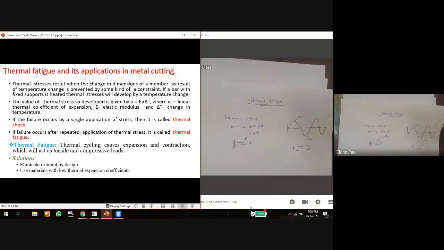Yes, I change the temperature from T1 to T2. That means there is a delta T. And for this material there is an alpha value, and for this material there is a Young's modulus value. So E alpha delta T. Is there any thermal stress? No.